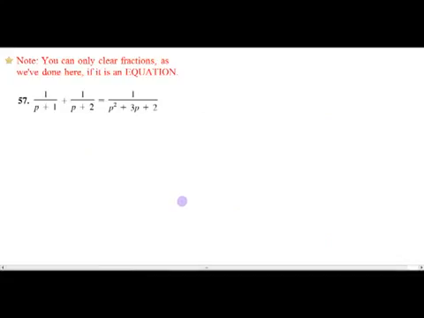Please note, you can only clear fractions as we've done here if it is an equation. If we're just adding or subtracting fractions, as we've done in some of the sections before this, you cannot clear fractions. But because we're working with equations in this section, we can multiply by anything that we'd like except for 0. Here I see I have another denominator that needs to be factored. Let's go ahead and factor it so we can see what everything is made of. Then we'll find the LCD.